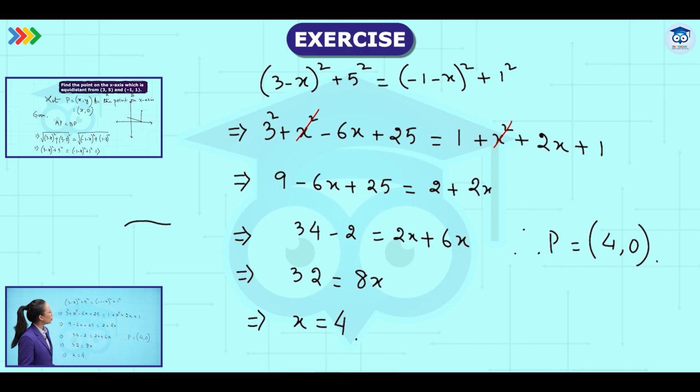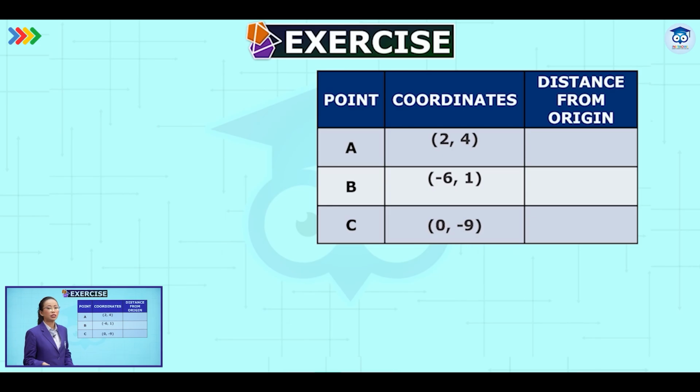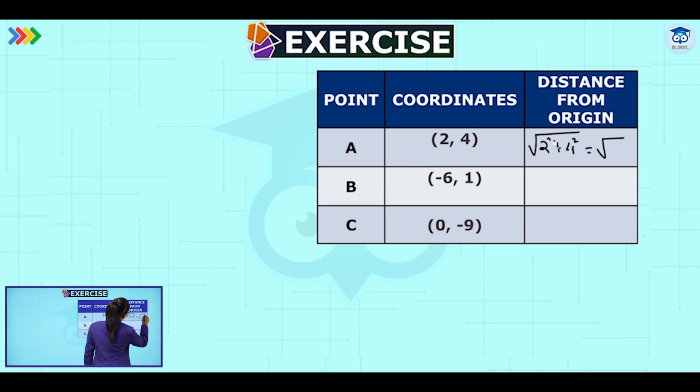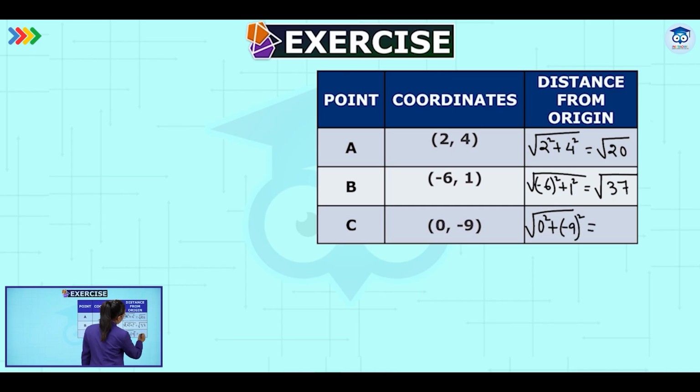Okay? So now here we calculated the point which is equidistant from any 2 points. Now, let us find the distance from the origin. Very easy. The point A having coordinates 2, 4, that will be the square root of 2 square plus 4 square, that is root 20. Okay. Next, we have the square root of minus 6 the whole square plus 1 square, so it becomes square root of 37. Next, same, 0 square and minus 9 square, so this is 9, right?